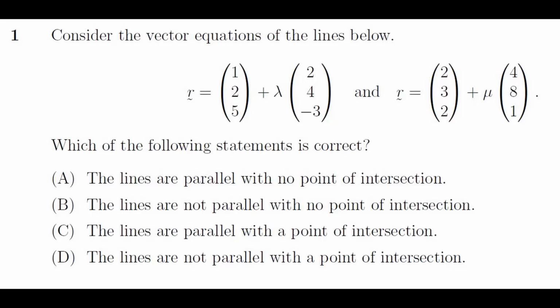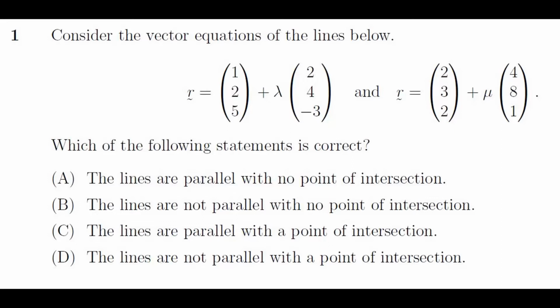So this first question is to consider the vector equations of the lines below. We've got r vector written out in column form here: (1, 2, 5) plus lambda times (2, 4, -3). And then we've also got this other vector, also called r vector, which is (2, 3, 2) plus mu times (4, 8, 1).